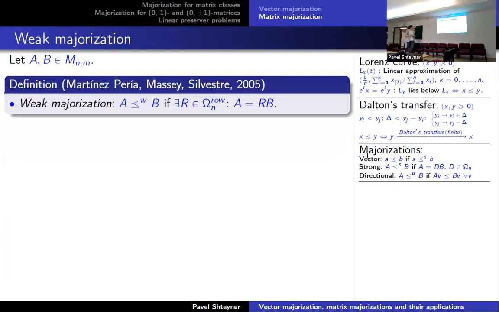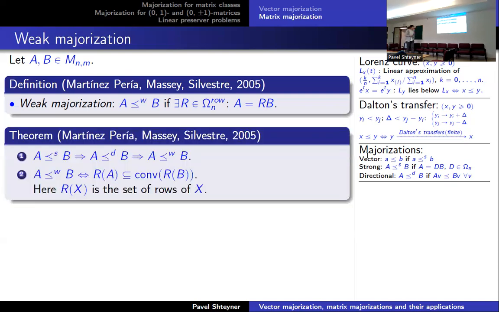Why is this so useful and convenient? First of all, strong majorization implies directional majorization. Directional majorization implies weak. Weak majorization has a very nice and convenient geometric criterion. It simply means that A is weakly majorized by B if and only if the set of rows of A lies in the convex hull of the set of rows of B. This is very easy to verify.